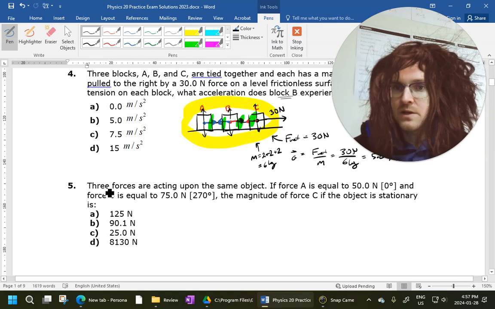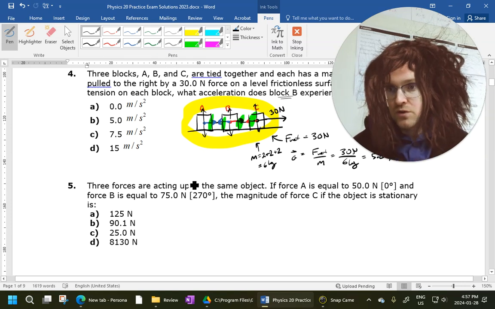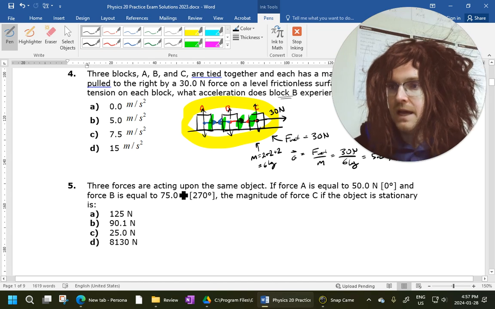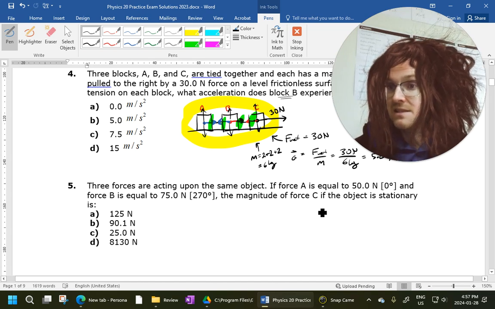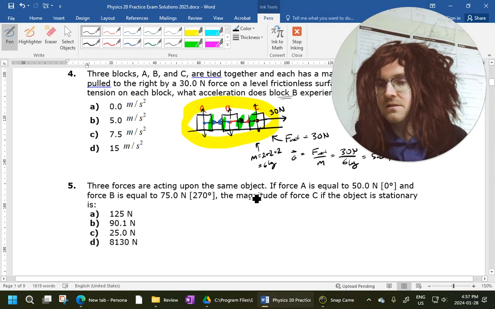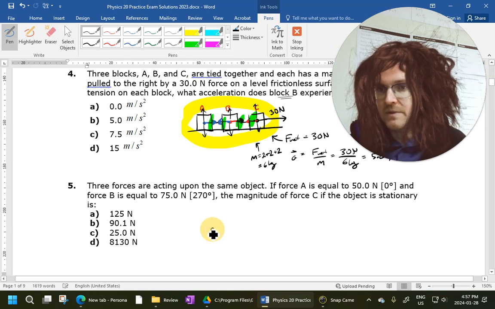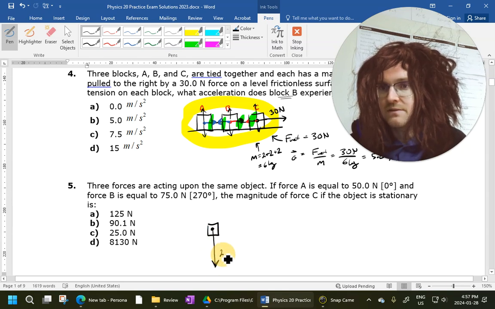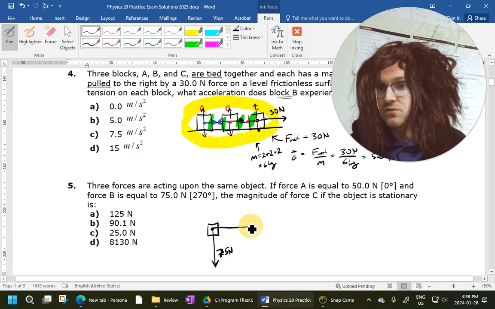Okay, so 3 forces are acting upon the same object. Right? A, B, and then we're looking for the force C. That's the magnitude of force C if the object is stationary. So, best to do is to draw a free body diagram. So here's my object. I've got a force that's going 270, so that's straight down, 75 newtons. Then I got a force at 0 degrees, straight to the side, 15 newtons.